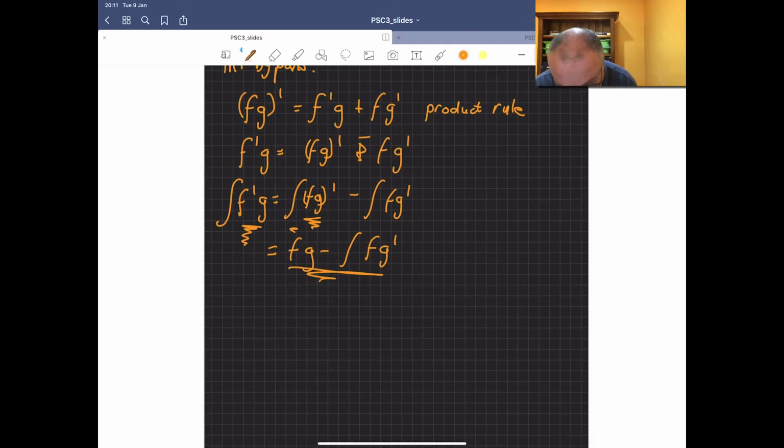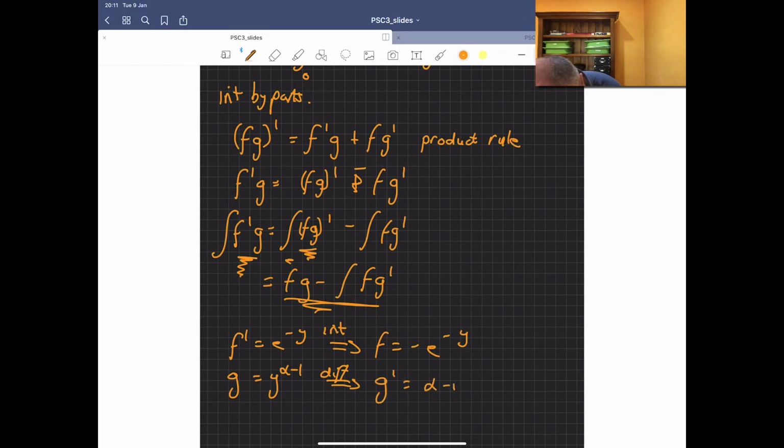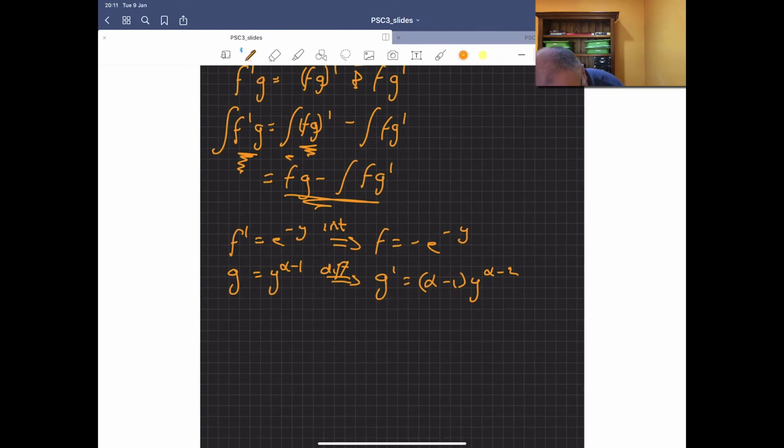So let's set it up for our case. We're going to set f dash equal to e to the minus y, which implies by integration that f equals minus e to the minus y. I'm going to set g equals y to the alpha minus 1. So by differentiation, I get g dash equals alpha minus 1 times y to the alpha minus 2. So now if I want to integrate, I'm just going to substitute into this. So I've got f, which is minus e to the minus y.